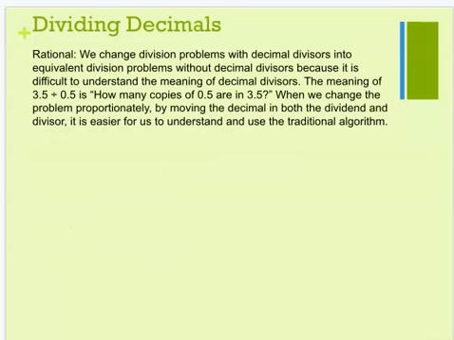So think about this. We changed division problems with decimal divisors into equivalent division problems without decimal divisors because it's difficult to understand the meaning of the decimal divisors. The meaning of 3 and 5/10 divided by 5/10 is how many copies of 5/10 are in 3 and 5/10. When we change the problem proportionately by moving the decimal in both the dividend and divisor, it's easier for us to understand and use the traditional algorithm.